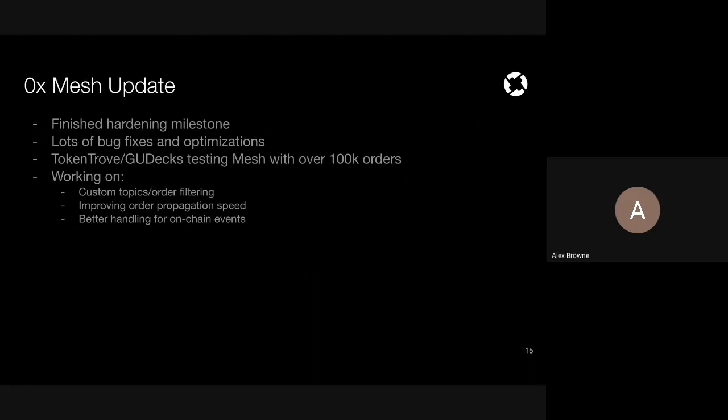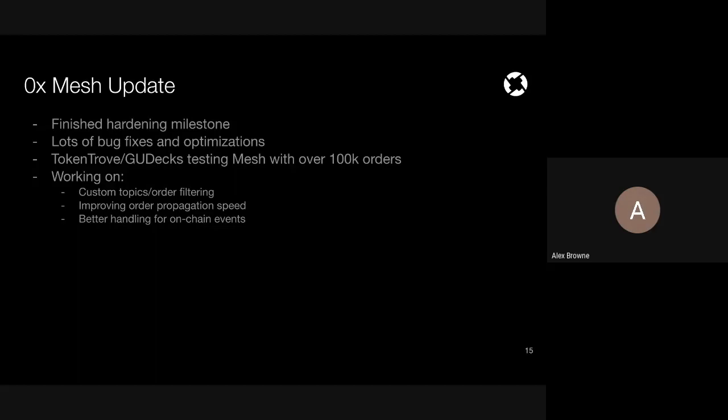So I just wanted to give a quick update on what's going on with Mesh. As you guys probably know, we've been in a period of beta testing for the past couple of months. We've finished what we call the hardening milestone. This includes a variety of features designed to protect against spam attacks and DDoS attacks. We're very comfortable with where Mesh is at right now in terms of resistance to those types of attacks.